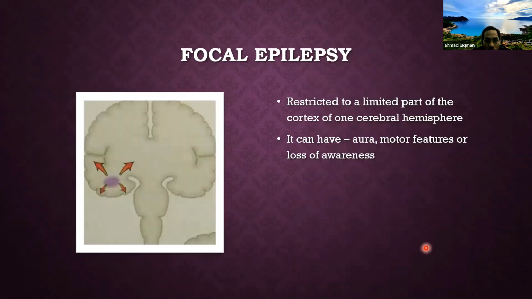The next type of epilepsy is focal epilepsy, different from the generalized. Instead of happening in both hemispheres, for focal, it is restricted to a limited part of the cortex or only one cerebral hemisphere. It can have an aura. Aura is like a warning. It can be like a smell or auditory hallucination, a fear sensation. It's like the patient feels something is coming. Or it can also have motor features and loss of awareness.